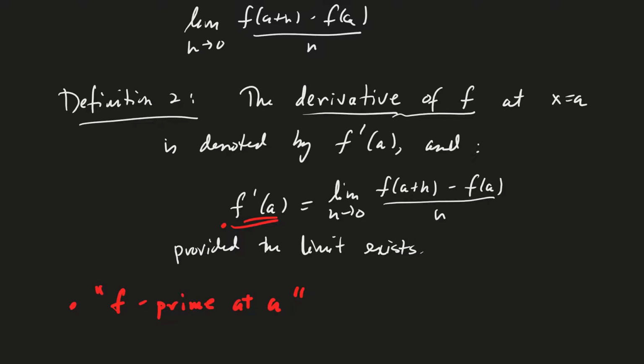So in 2.7 we're thinking about the derivative of f as a single number, f prime of a. And f prime of a is defined by the limit as h goes to 0 of f of a plus h minus f of a over h, provided that limit exists. It may or may not exist.